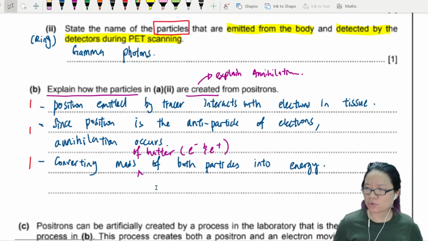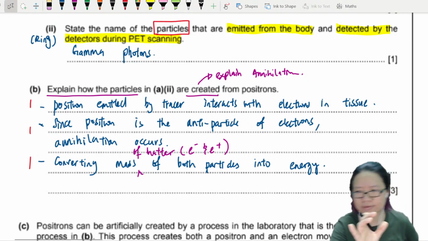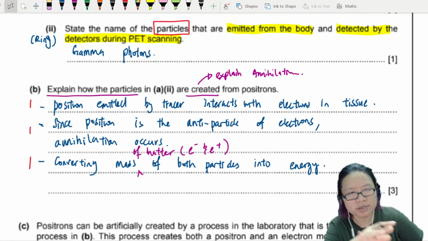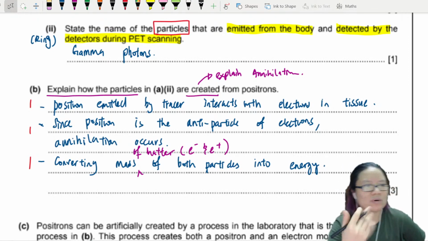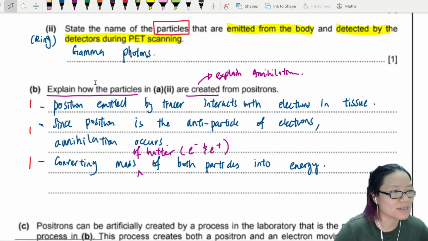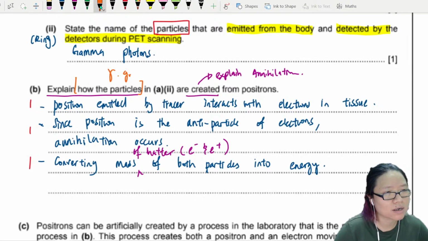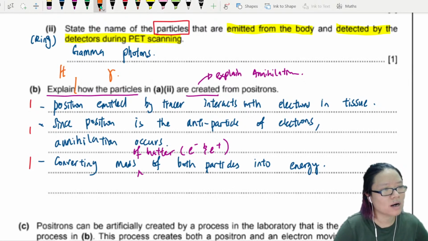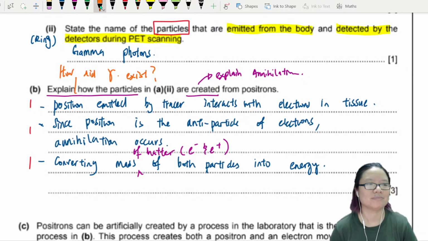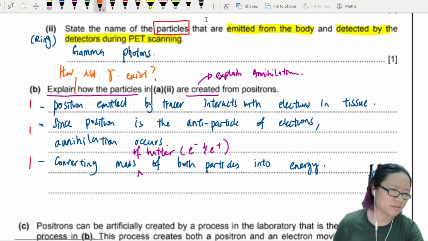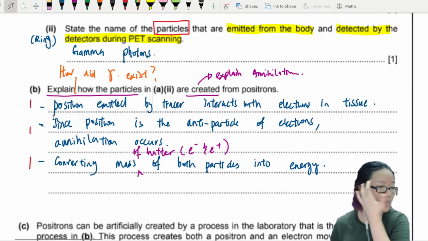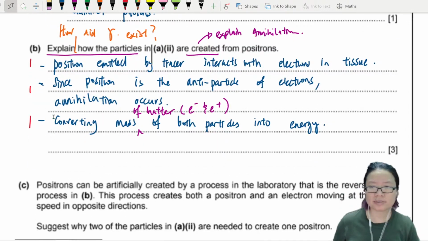All right. So they didn't talk about the conservation of momentum here because they just asked us how the particles in A2, which is gamma, how did gamma exist? That's all. They did not really ask us to explain what happens to gamma after they exist. But of course, you can just write it in there. It's no harm done. But here are the 3 marks. Okay. So part C.